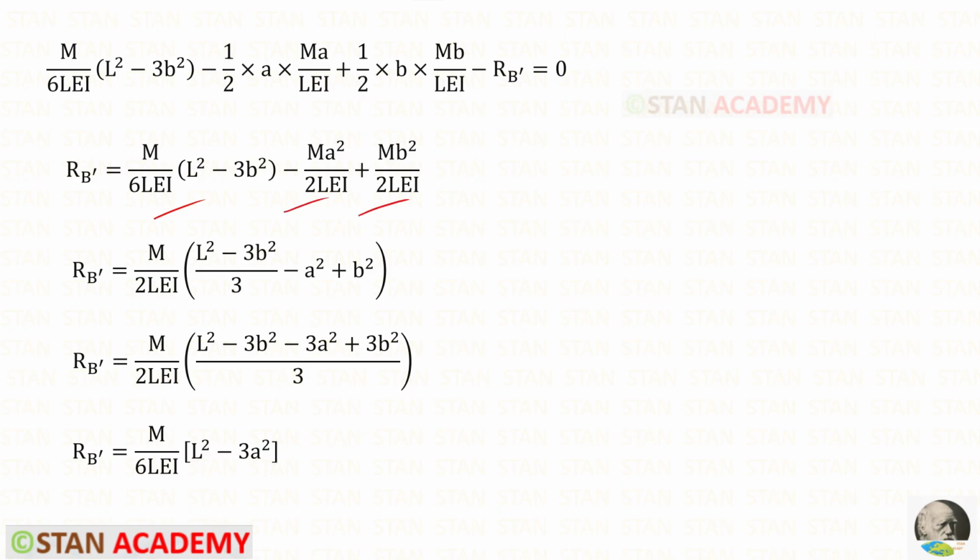From these three terms, we can take M upon 2 LEI outside. Then we can take LCM. We have to multiply these two with 3. We can eliminate 3b square. 3 into 2, it will be 6. So this is the expression to find RB dash.